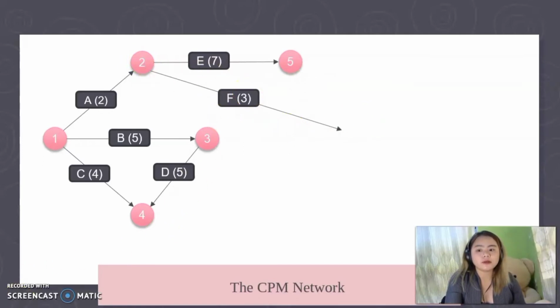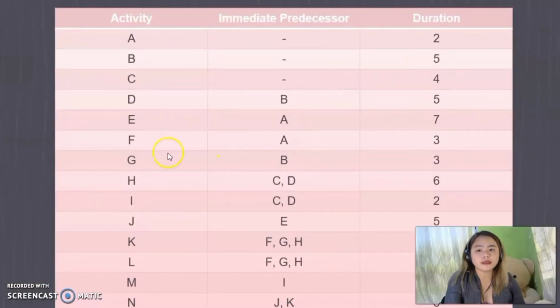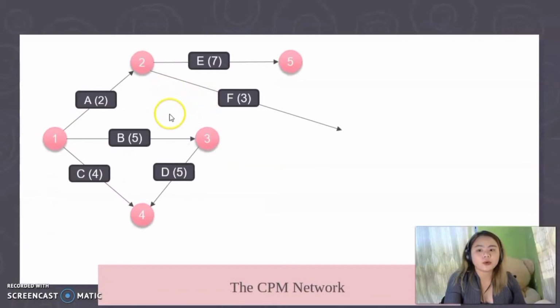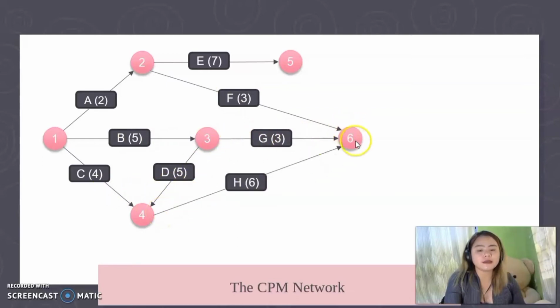And also, as you can see here, G starts where B ends, and H starts where C and D end. And remember that these 3 activities end together. So here, G starts where B ends. And H starts where C and D end. And those activities end together in node number 6.